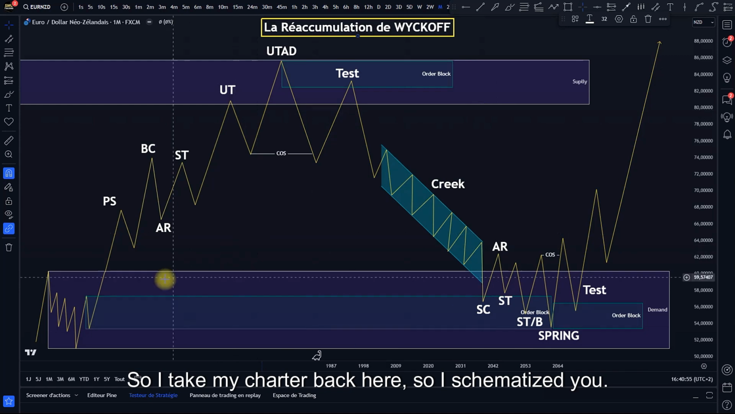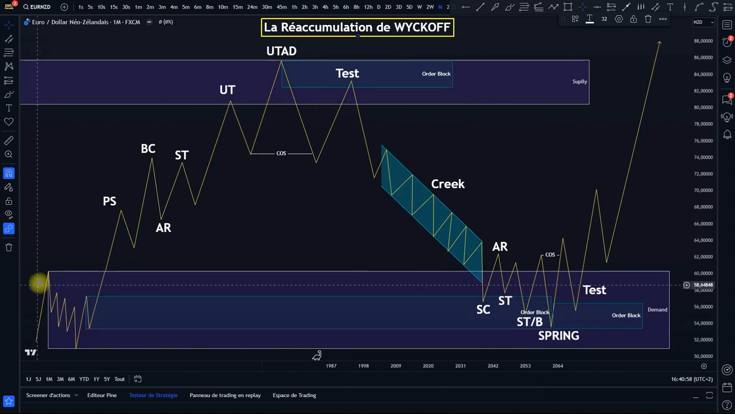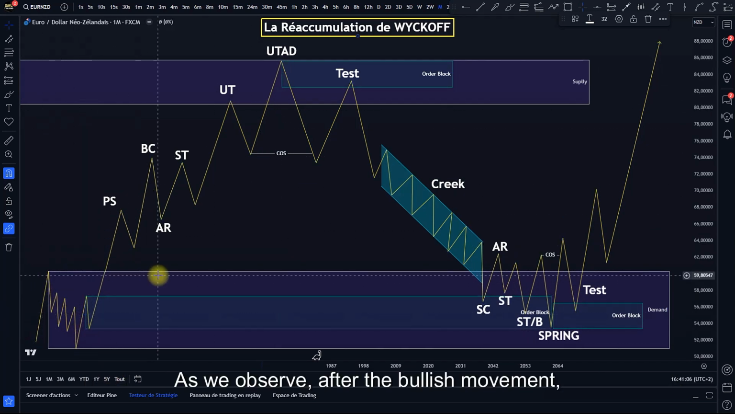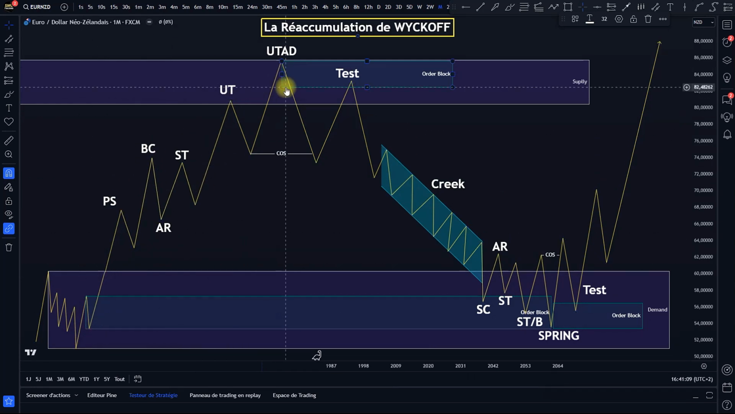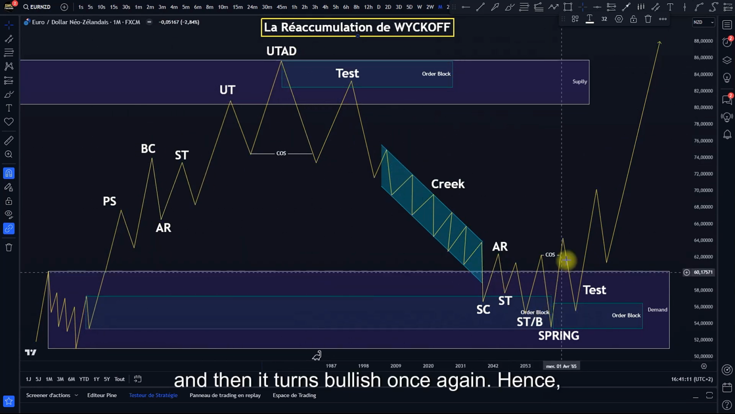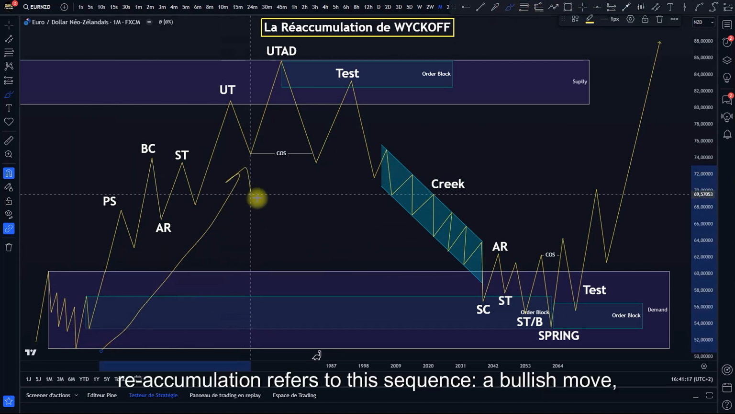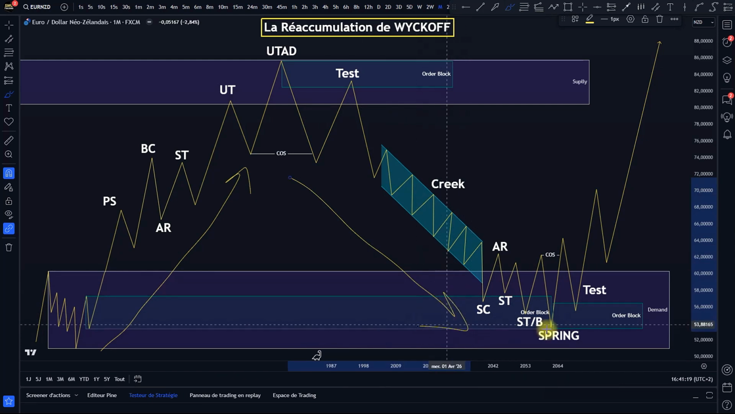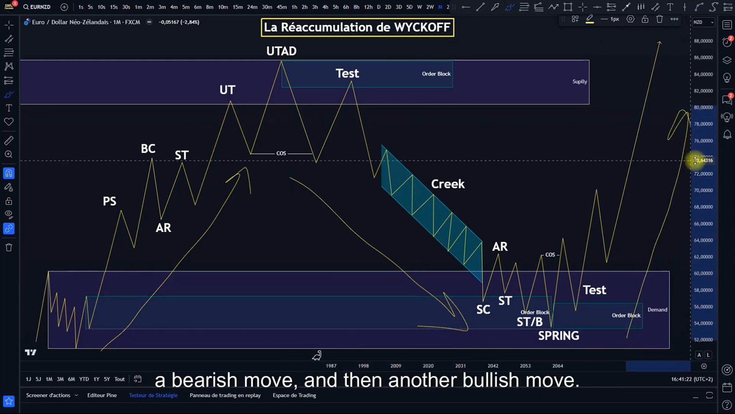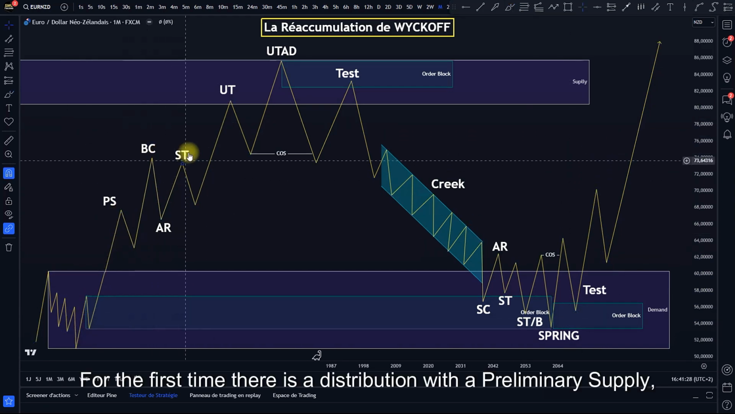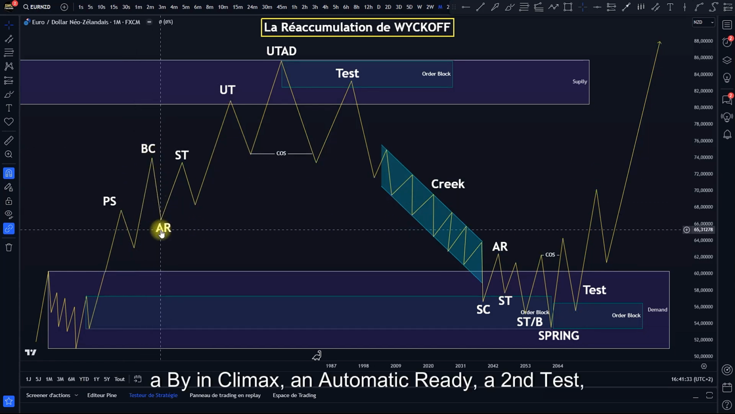So I take my chart back here. I schematized it for you. On the left here, we notice a higher point, followed by a lower one, before a bullish trend. After the bullish movement, there's a bearish trend, and then it turns bullish once again. Hence, reaccumulation refers to this sequence: a bullish move, a bearish move, and then another bullish move. Keep that in mind.